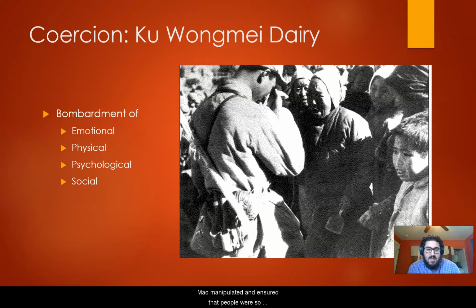Mao manipulated and ensured that people were so emotionally, physically, and psychologically abused that coercion was commonplace. If in normal conversation you were always reminded of the emotional, physical, and psychological coercion that supporting Mao would, quote unquote, save you from if you did what Mao was telling you to do.